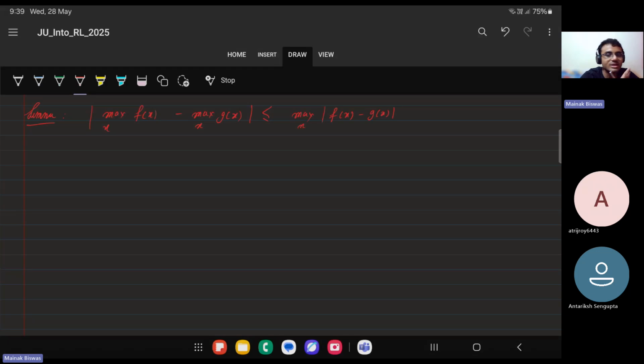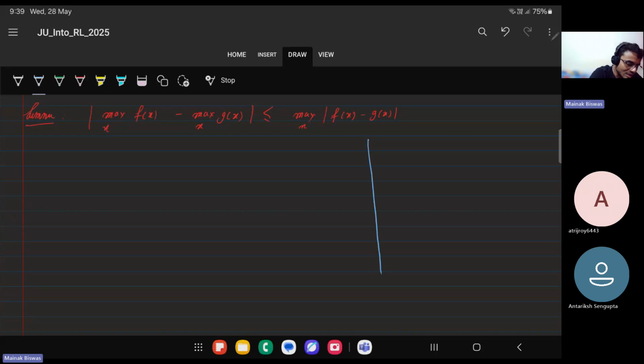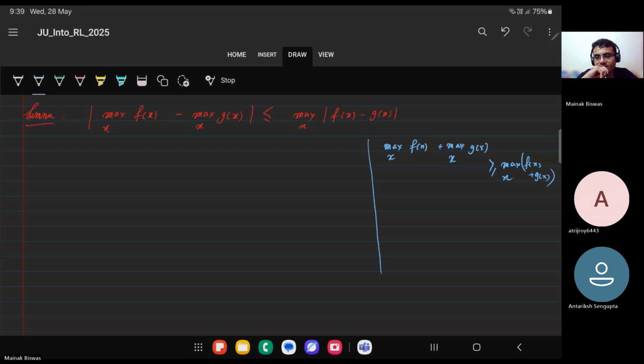When you have these types of things, the best way to do it is this. First I'll give you a simple example and then you can do that. Can you tell me if this is true? Max over x of f(x) plus max over x of g(x) is greater than max over x of f(x) plus g(x). This will help you. You will remember this for your lifetime. Is this true? And if it is true, how can I prove it?